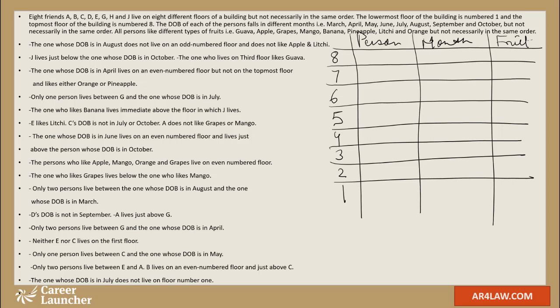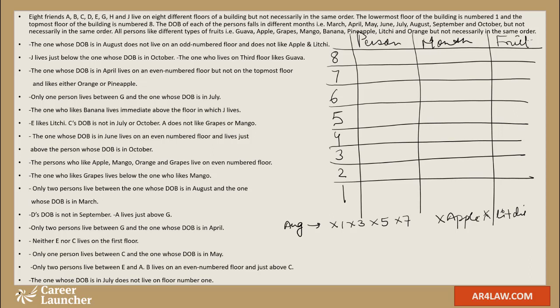Okay, so the one whose date of birth is in August does not live on an odd numbered floor, does not like apple or lychee. So let me write it here. So someone whose birthday is in August is not on floor number 1, not on floor 3, not floor 5, not floor 7, and does not like apple as well as lychee.